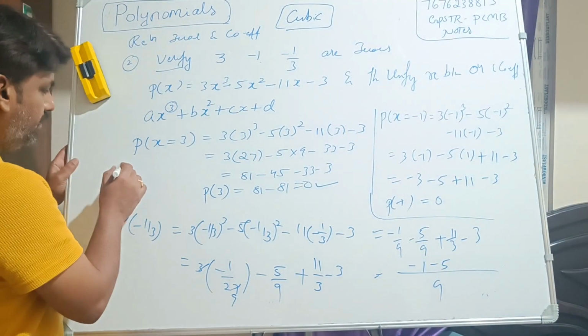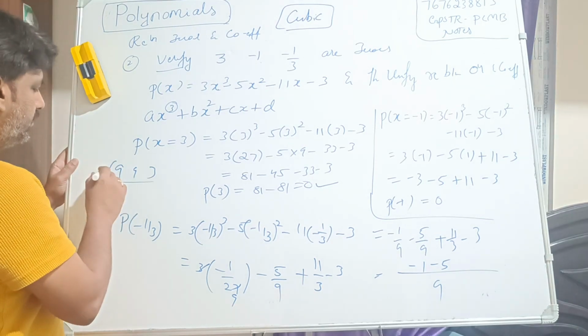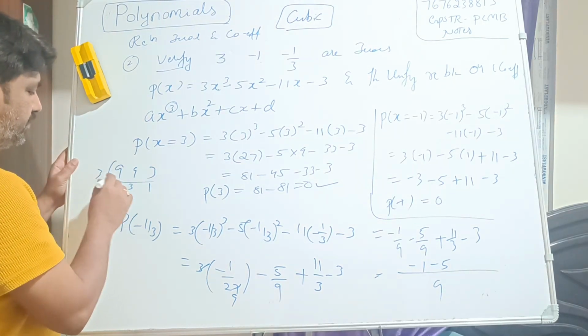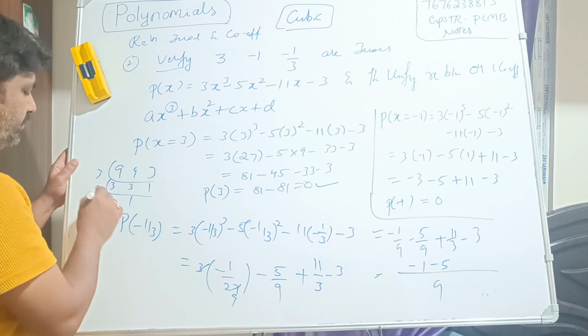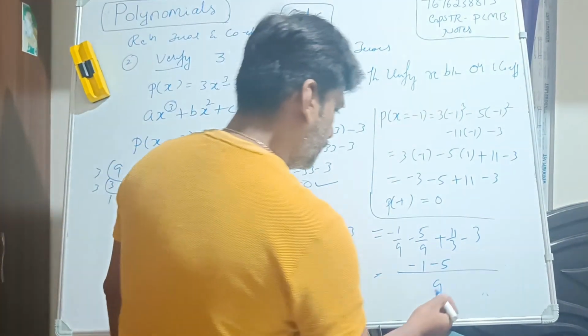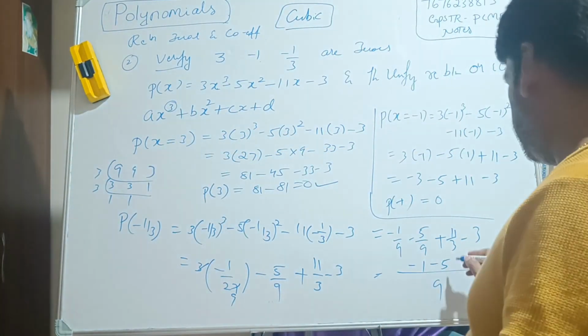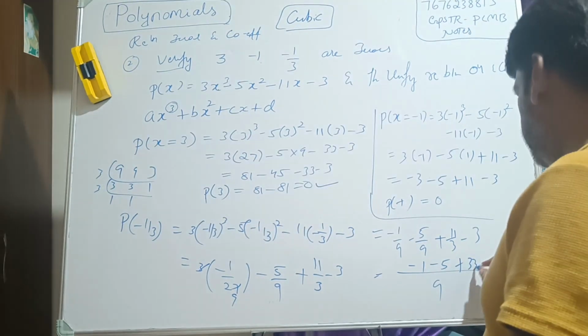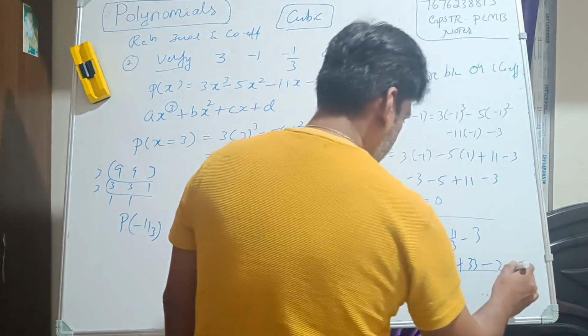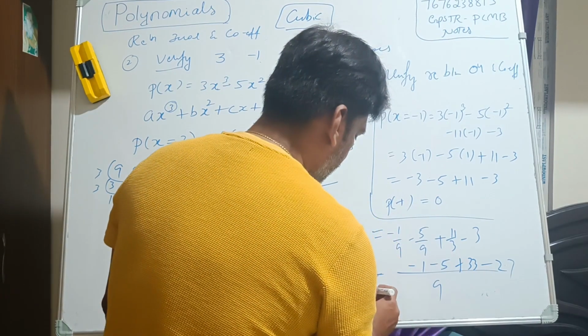Whether it is 9, 9, 9, 3. So 3 3s are 9. 9 is correct. So here what you will be having? 3 into 3 is 9, so it is 27. So cross check it is what you will get here.